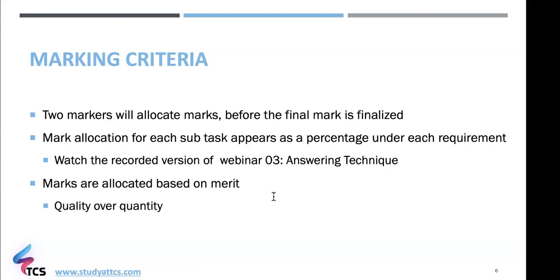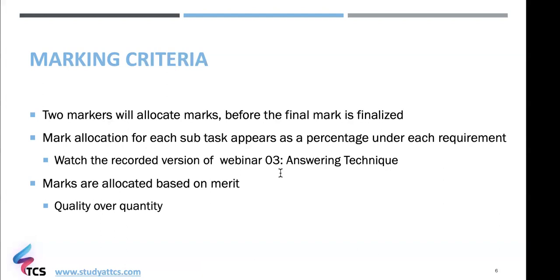I highlighted these things in the previous webinar. So you are supposed to watch the recorded version of webinar number 2, answering technique. I'm sorry, I've made a blunder here, a typo. If you could not attend the second webinar, you are supposed to watch the recorded version of it, where I've highlighted what all these things are.